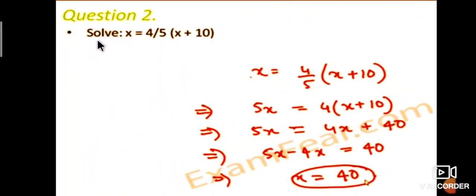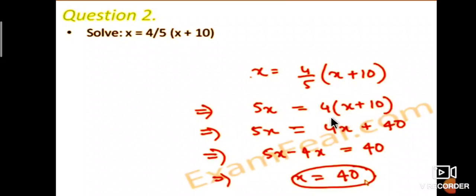The second equation: solve x is equal to 4 by 5 into x plus 10. Therefore, the 5 is transferred; divide becomes multiply. Therefore, 5 into x is equal to 4 into (x plus 10). According to this, 5x is equal to 4 into x, 4x, plus 4 into 10, 40.